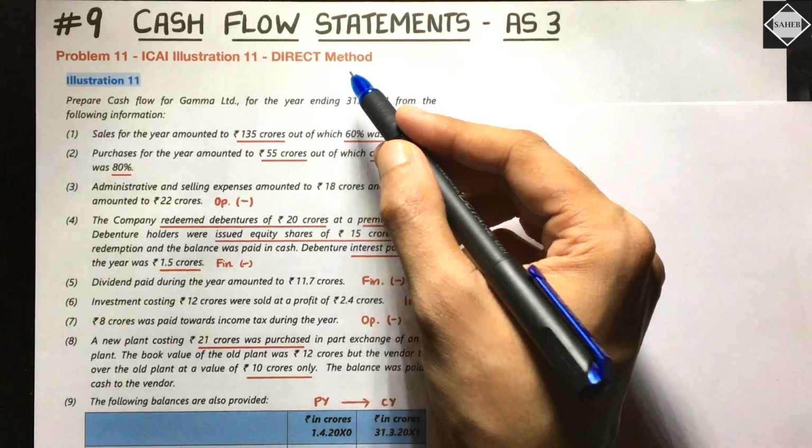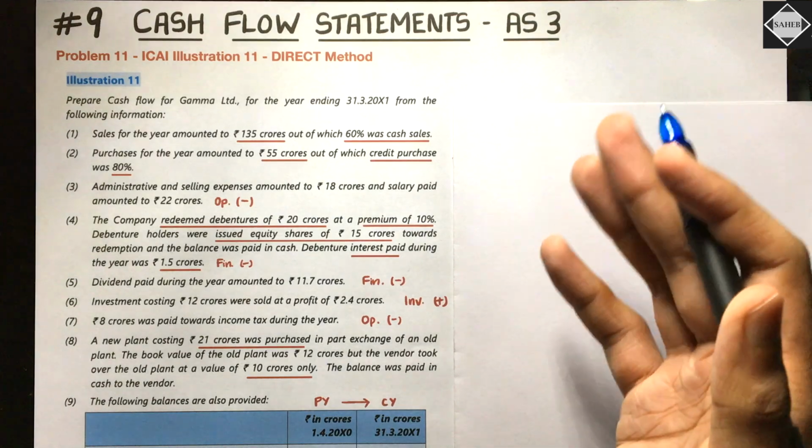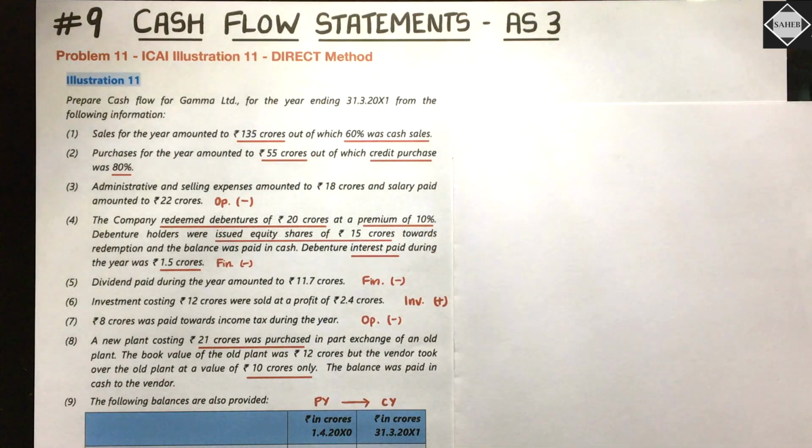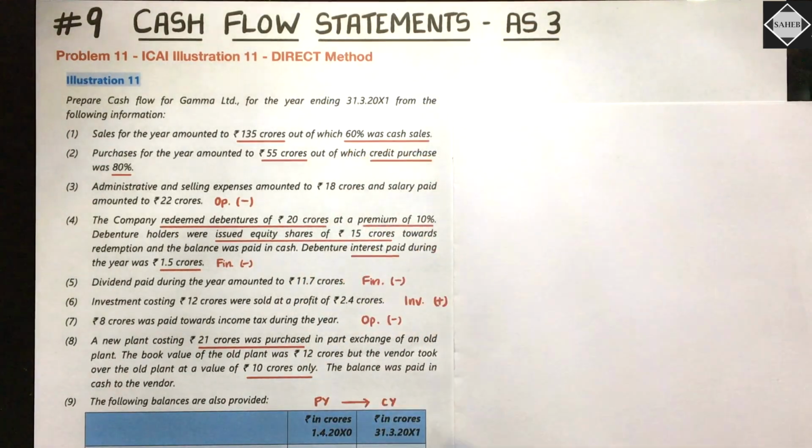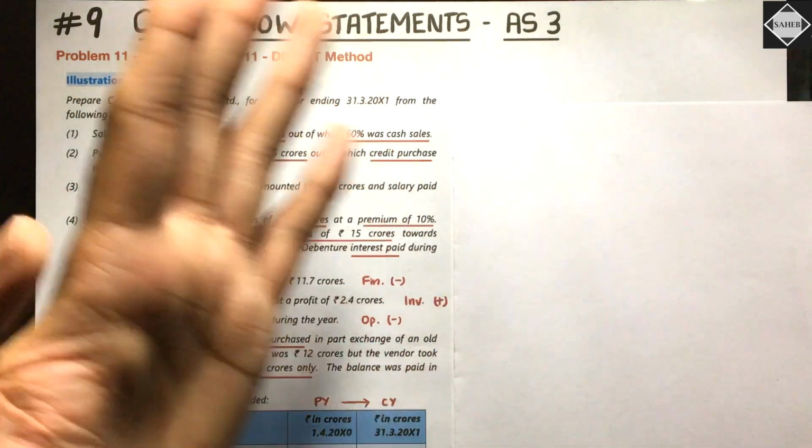For direct method, you need what? You need cash sales data, purchase data, all these things you need. Fine. So if that is given, which is the case over here, you will get the hint that it is a direct method question. All right, so let's begin. Let's just read this question. Let's understand what has been said over here and let's understand how we are going to solve this.